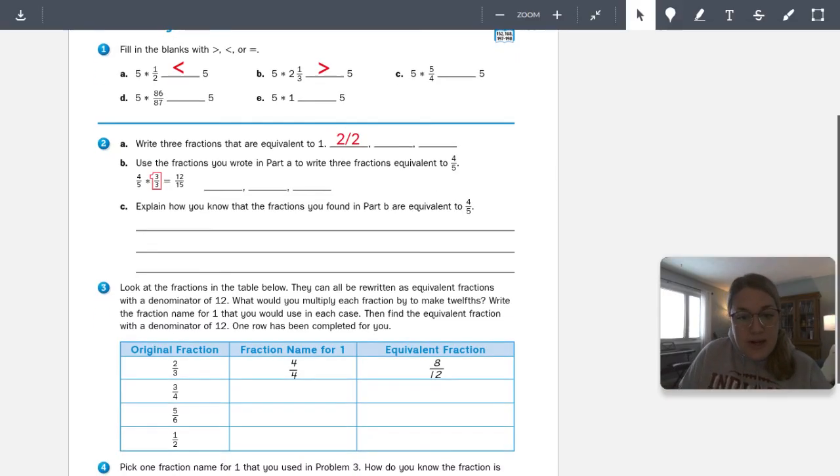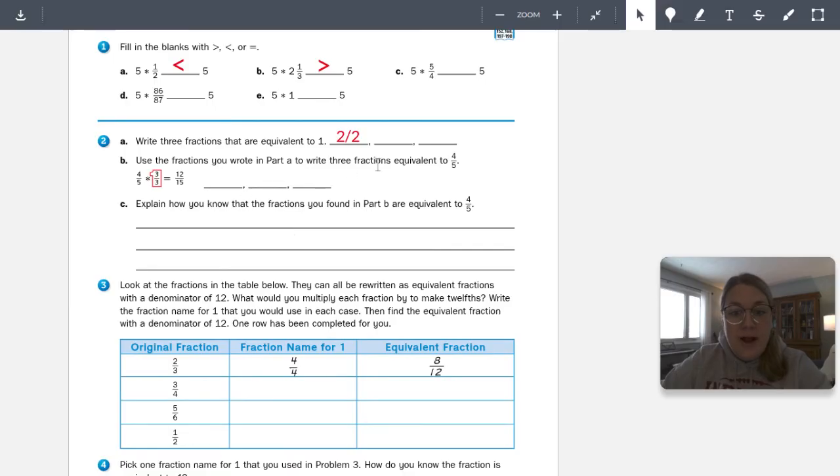Okay, so looking at B, using the fractions we wrote here, this is very dependent on what you put. You are then going to write 3 equivalent fractions to 4/5 by taking your fractions equivalent to 1 and multiplying them by 4/5, right? So here's our example already done for us.